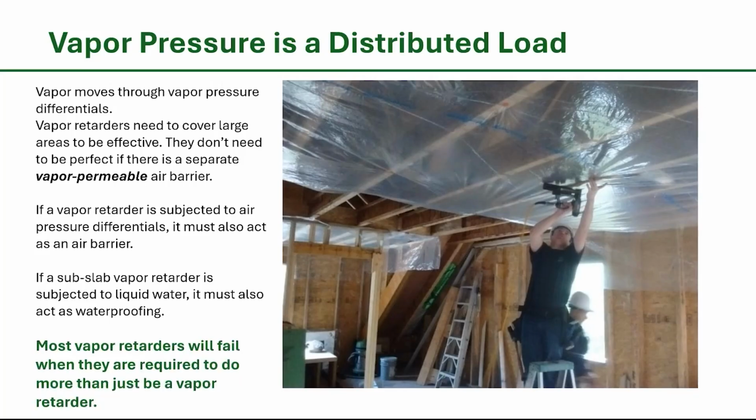So there you have it. Most vapor retarders will fail when they are required to do more than be just a vapor retarder. When we're talking about a vapor retarder, typically we're trying to have them subjected only to the distributed load of vapor pressure. Once you have the air pressure differential, which you can even get on a subslab condition, if you put the building under negative pressure, you can still have a negative pressure differential applied to that. Those need to be really continuous. And that's the argument for continuity.